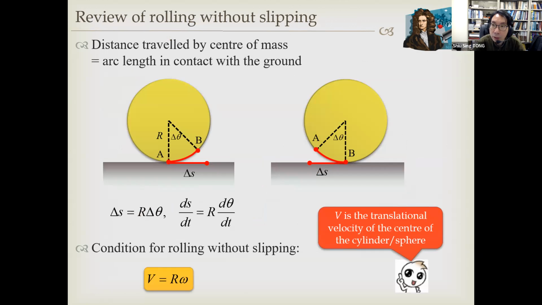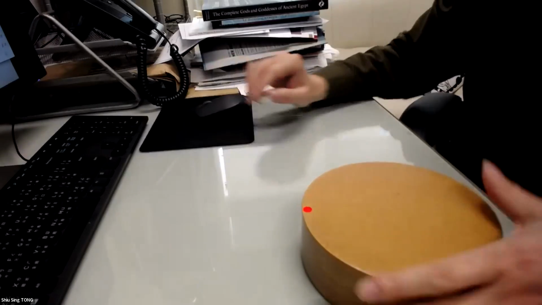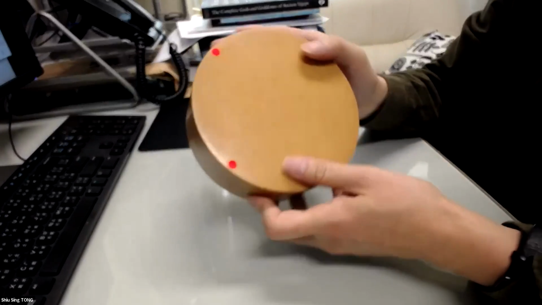Now then, we discuss a kind of rolling condition, which is known as rolling without slipping. I think that it may be easier for me to show you what is called rolling without slipping with a simple model. Let me stop the sharing first. Now you see, I have a disc.